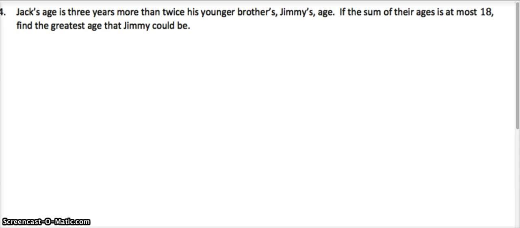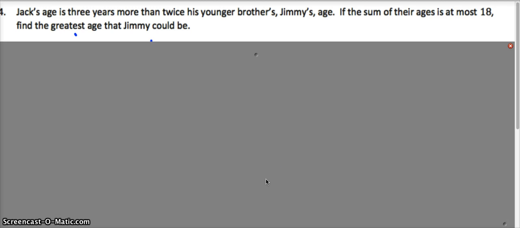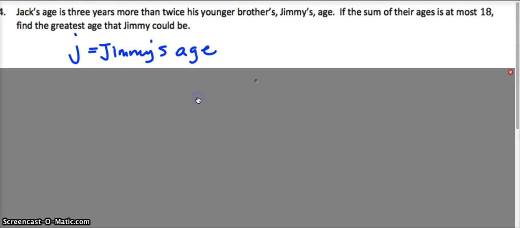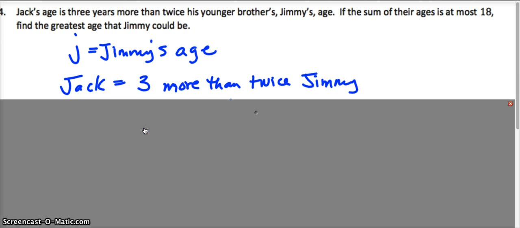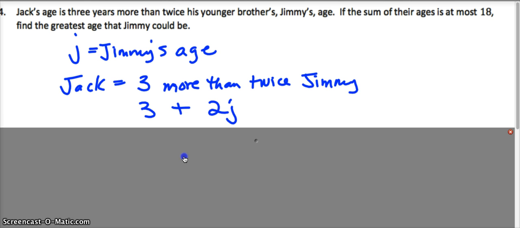If you would please write the inequality and then come back and check your work. What we don't know is Jimmy's age. So first we need a variable for Jimmy's age. J made sense to me. Then we need to figure out Jack here. Jack is 3 more than twice Jimmy. 3 years more than twice Jimmy. So we could have an expression to represent Jack that's 3 plus 2 times J, twice Jimmy.